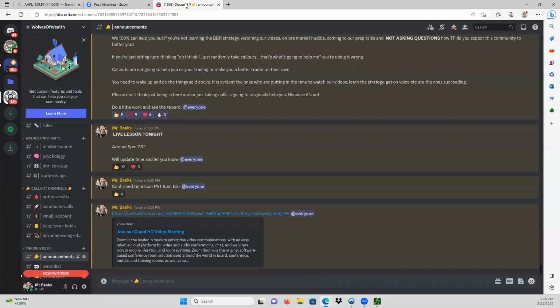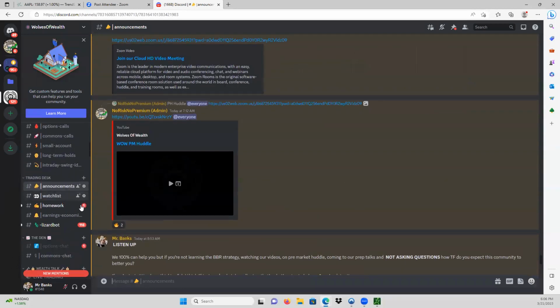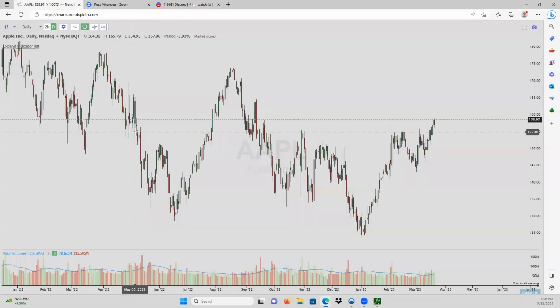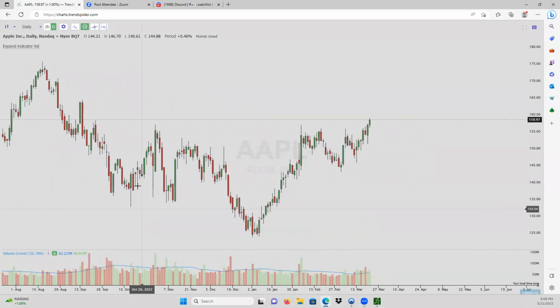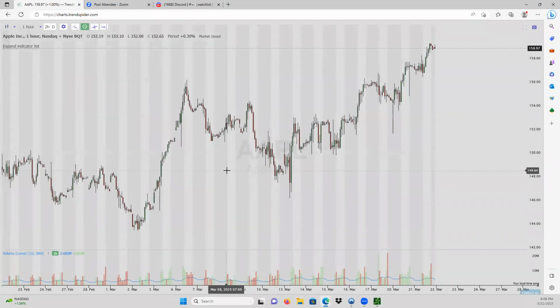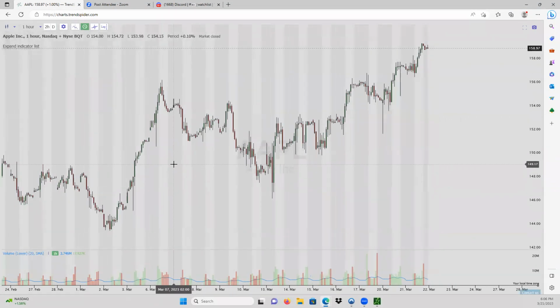The first one we're going to start off with is Apple. So take a look. Today we smashed Apple, break and hold 158. So how did I find this level? So we had 158 on the level. So what I do before market every day is I go to the 1 hour. I'm always on the 1 hour. That is where I start finding my levels.